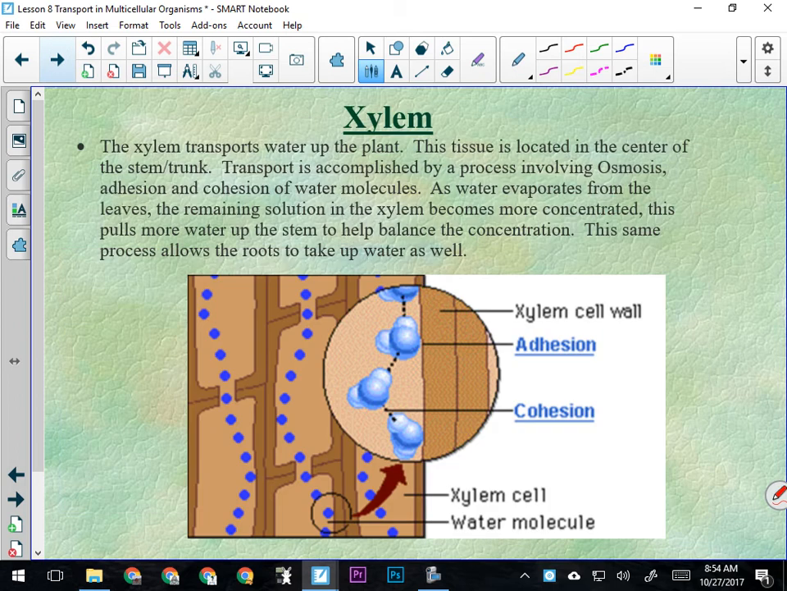So the xylem, like we said, transports water up the plant. I cannot remember the last time I didn't ask that. I've never not asked that on a unit exam. What does the xylem transport? What does the phloem transport? It's important. We've got to know it.